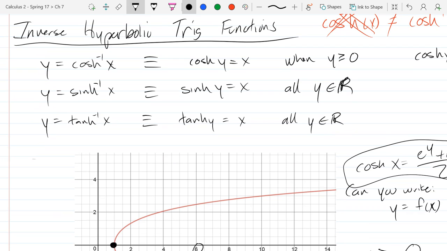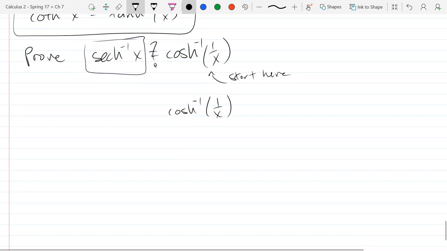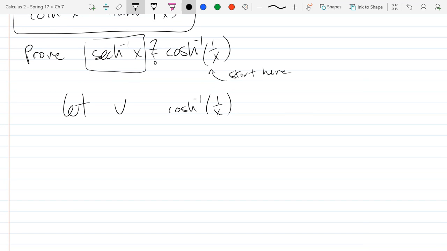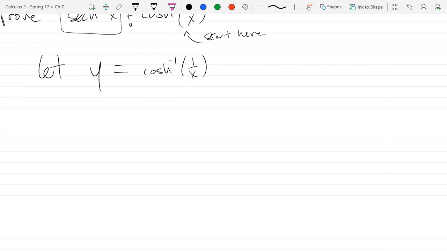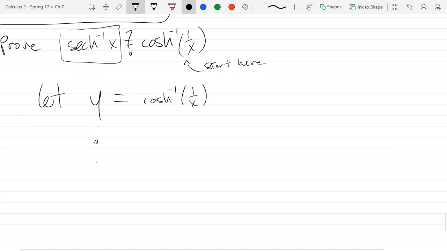I know I can flip it into a regular hyperbolic cosine, except I need a y on the other side, or some other variable on the other side. So I'm just going to introduce a new variable. We'll go ahead and use y. So I'm going to let y equal cosine hyperbolic inverse of 1 over x. And we're going to do a whole bunch of algebra, hopefully to get down to sec hyperbolic inverse x.